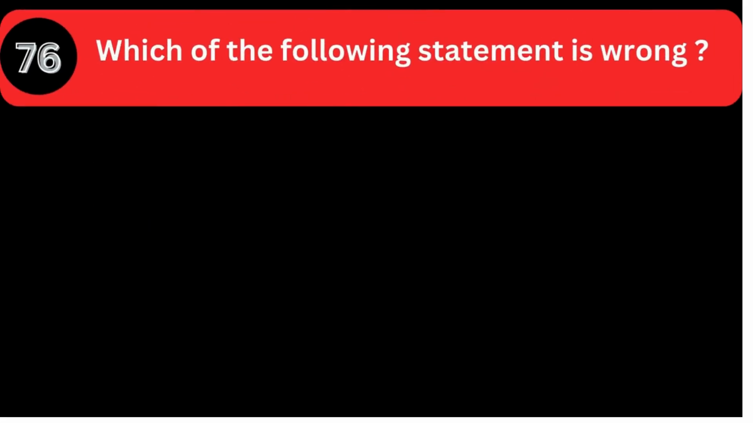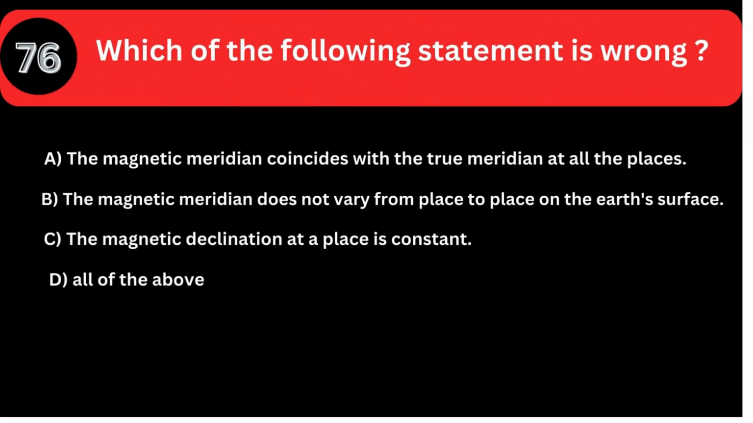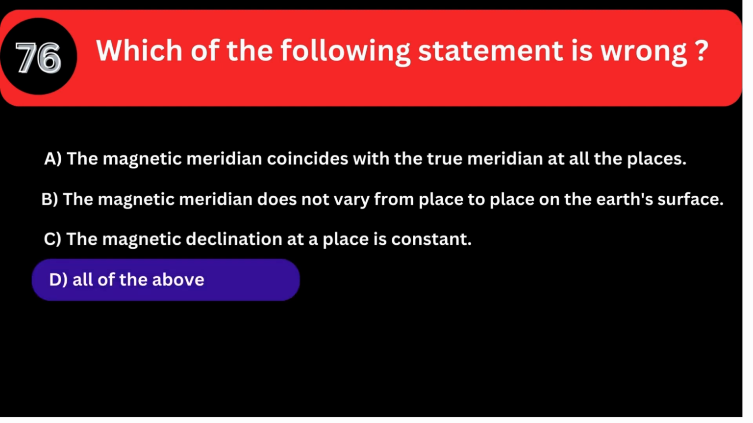Which of the following statements is wrong? Options: A. The magnetic meridian coincides with the true meridian at all the places. B. The magnetic meridian does not vary from place to place on the Earth's surface. C. The magnetic declination at a place is constant. D. All of the above. Answer: D. All of the above.